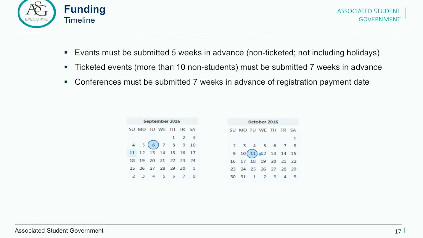So the funding timeline. Events must be submitted 5 weeks in advance, and that's for non-ticketed events. Ticketed events, which again are more than 10 non-students, must be submitted 7 weeks in advance. And then conferences must also be submitted 7 weeks in advance of registration payment date. And none of these timelines include any university holidays. And so I will give some examples of navigating around university holidays later in the video.